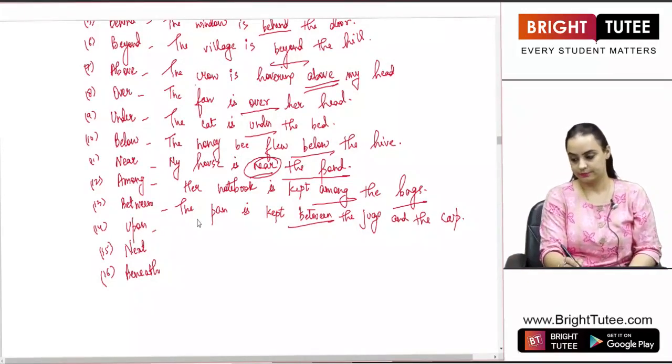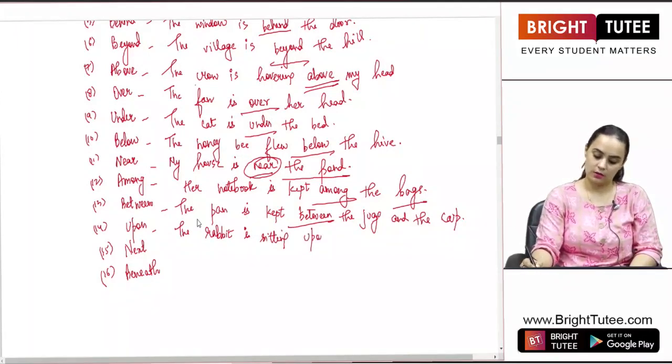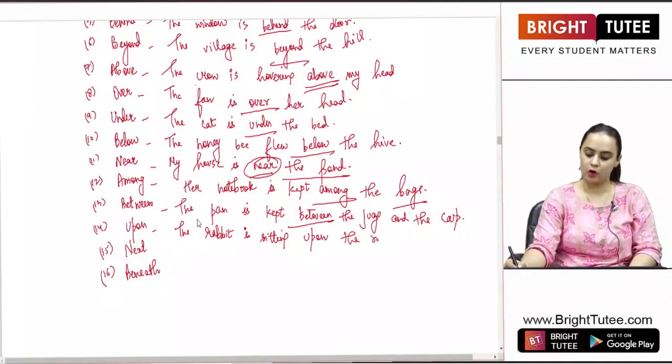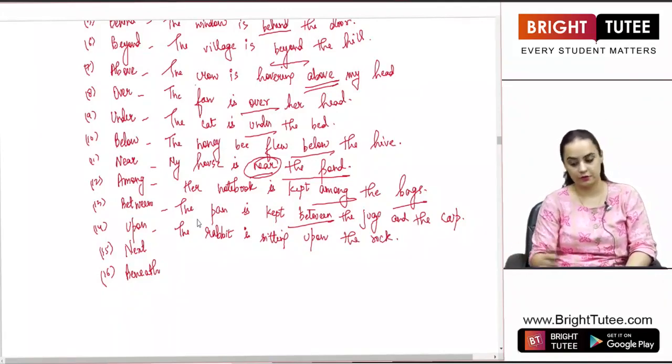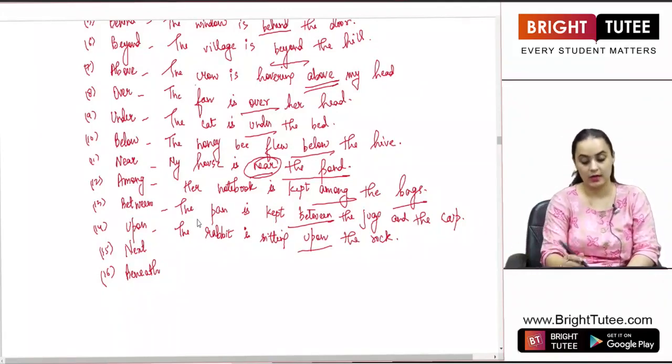Upon. The rabbit is sitting upon the rock. So position of the rabbit is upon the rock.